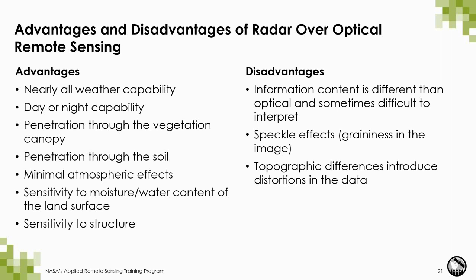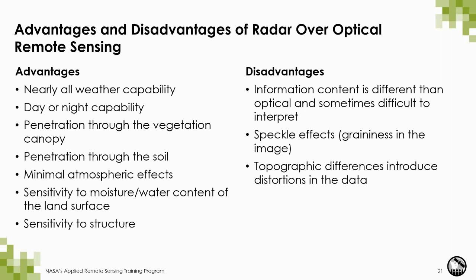One of the greatest issues with radar data is that sometimes it's difficult to interpret. Also, radar images are characterized by speckle, which is a salt and pepper effect that makes it difficult to interpret the image. However, there are ways to address this through filtering, as Erica talked about during our last session. Finally, the presence of topography introduces distortions in the radar, which need to be accounted for.